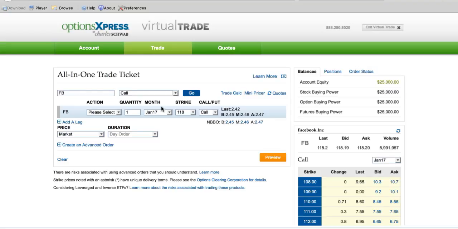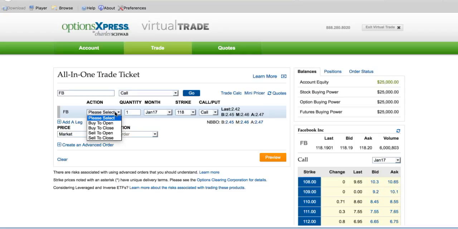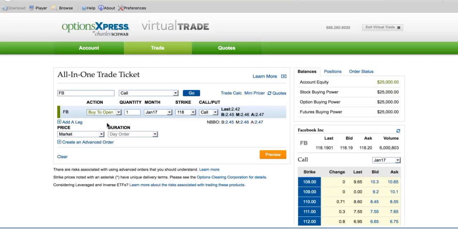Never rush. The emotions can get very heated when placing a trade, so you want to do your best to make sure that you think logically and look over your order before you place it. As you can see here, I have Facebook and I have a call here. And now I want to do an action. There's several different things you can do when purchasing an option. You can buy to open, buy to close, sell to open, and sell to close. When you're just buying a call or a put, you would buy to open.